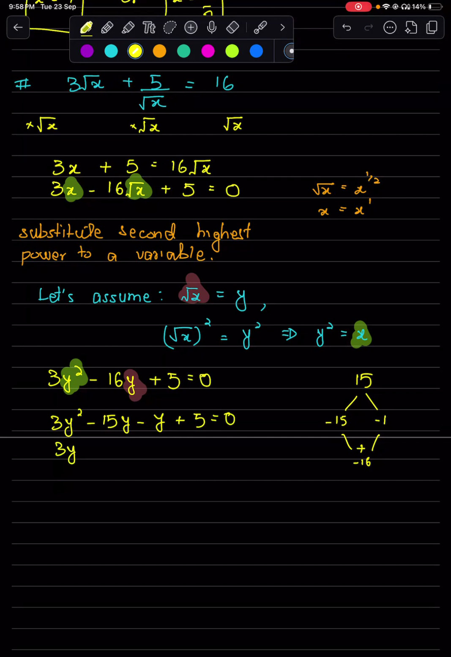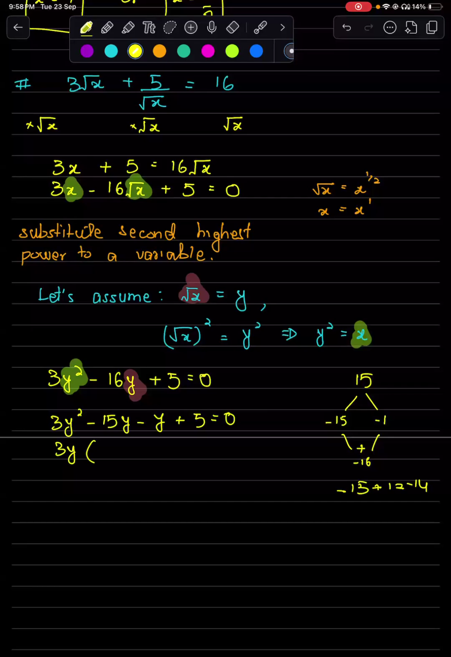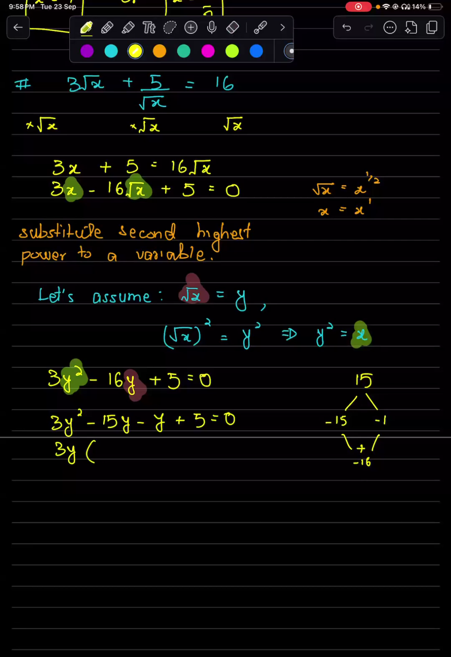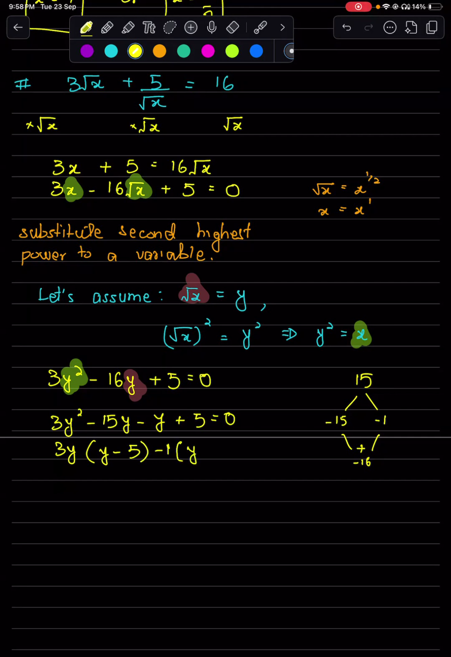Won't it be 3y minus 15 and 1 then? No, it's minus 15 and minus 1. Minus 15 minus 1 is equal to minus 16, isn't it? Okay. So taking 3y common out, it would be y minus 5. From here, I am taking minus 1 common out. Y minus 5 is equal to 0. So 3y minus 1 and y minus 5 is equal to 0.